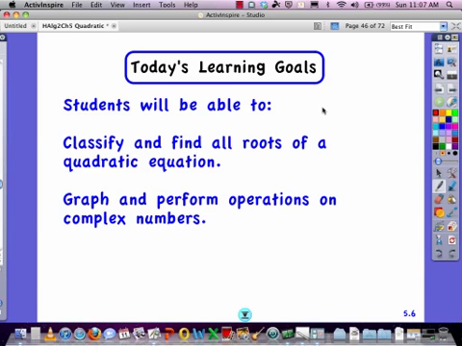Okay, section 5.6, quadratic equations and complex numbers. Now take a look. We're going to classify and find all the roots of a quadratic equation. We're going to graph and perform operations on our complex system of numbers.